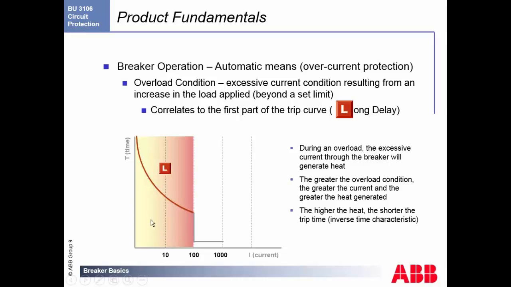This is your first part of the trip curve, called the L for long time delay. What we allow is for an instantaneous spike. If you are at 10 times your nominal rated current, say you have a motor or something with a heavy current, you're going to get a real sharp spike in your current. You can go for a couple of milliseconds without tripping the breaker. This is normal use. You'll see that on big turbines and motors, but you won't trip the breaker. However, if that load keeps pulling that amount for a longer amount of time, that's when we trip. During the overload, the excess current will go through the breaker and generate heat. The greater the overload condition, the higher the heat, and we trip it.